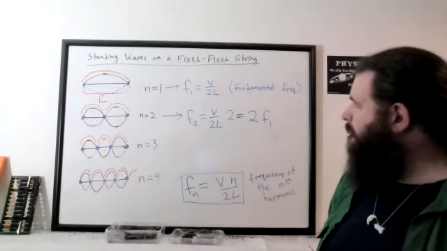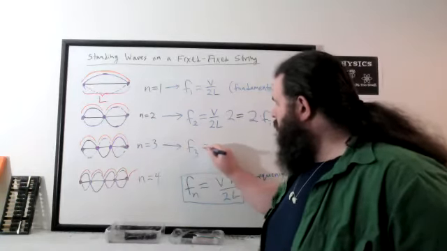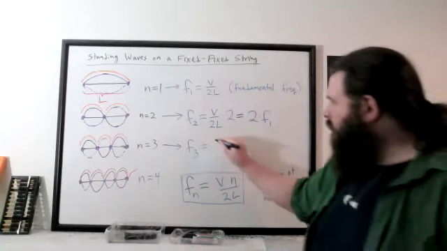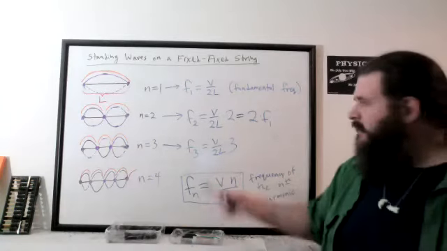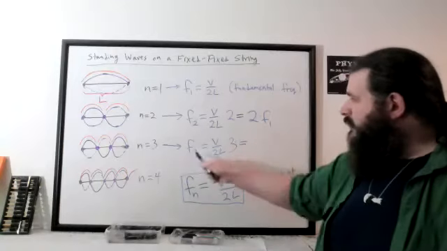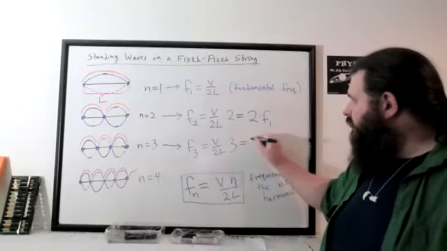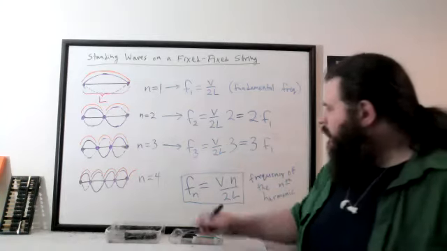of a frequency. Likewise, if we take a look at the third harmonic, you plug in 3 for n, you get V over 2L times 3. But again, V over 2L is the fundamental frequency, the first harmonic. So the third harmonic's frequency is just 3 times the fundamental frequency.